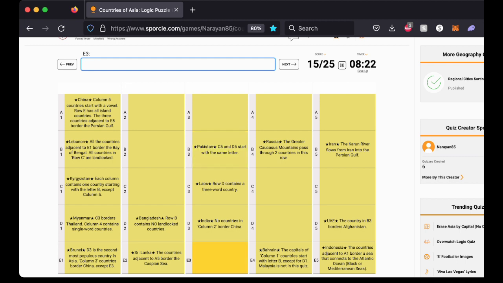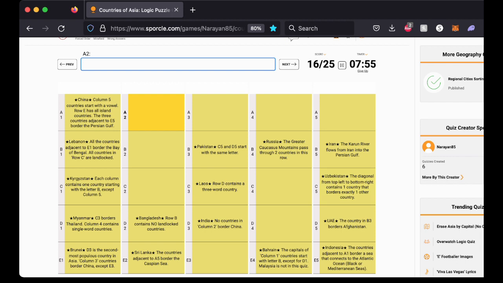C5 and D5 start with the same letter. So D5 was the United Arab Emirates, so a landlocked country that starts with a U would be Uzbekistan. Uzbekistan. Okay.